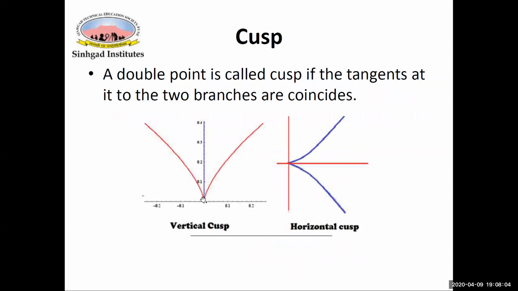Whereas this is also a double point. It has only one tangent. Such a double point which has only one tangent is called a cusp. This tangent is vertical, so we call it a vertical cusp, and this tangent is a horizontal line, so we call it a horizontal cusp. Node and cusp are very important while tracing the curve because they decide the convex or concave nature of the curve.